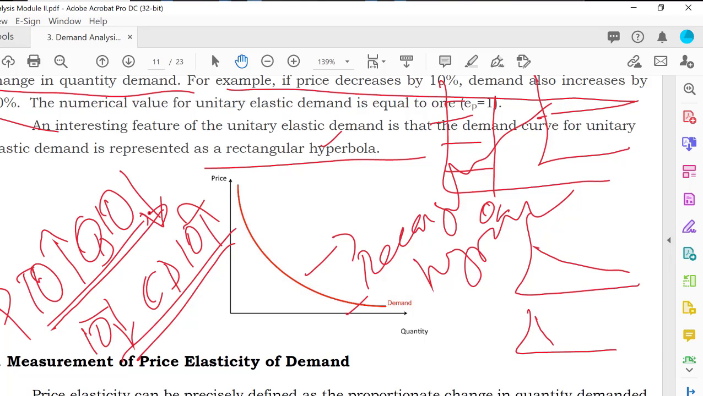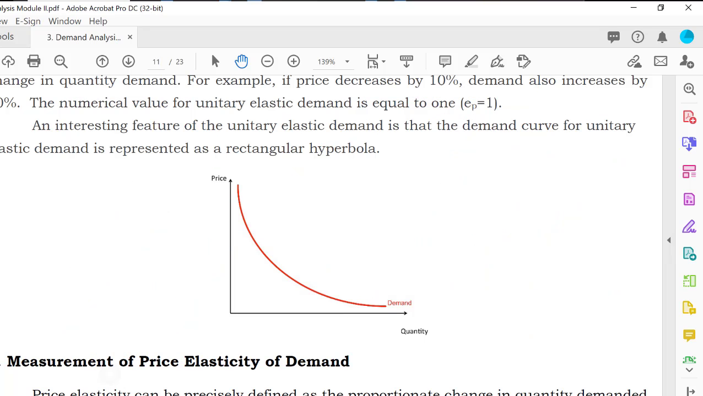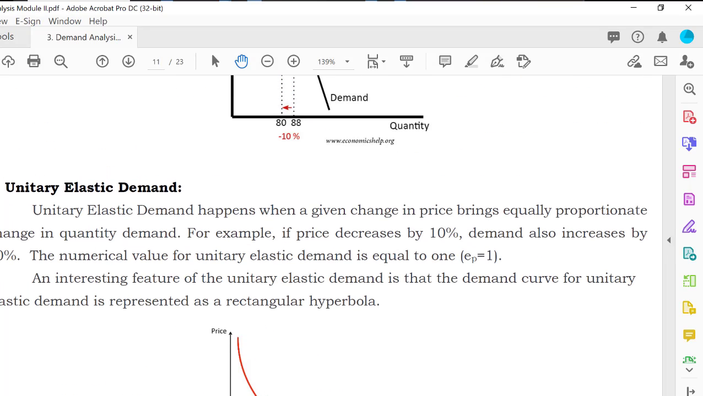So that is about the unitary elastic demand curve, where the quantity demanded responds proportionately to changes in what? The price of that particular commodity. So we have covered the entire topic of different degrees of elasticity of demand.